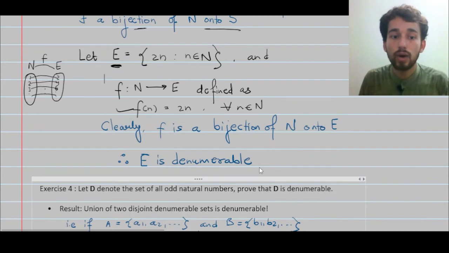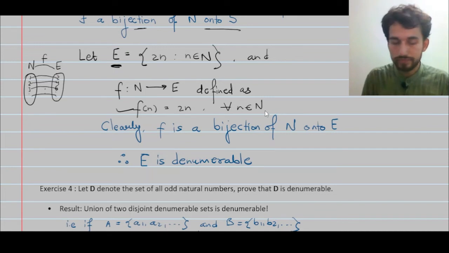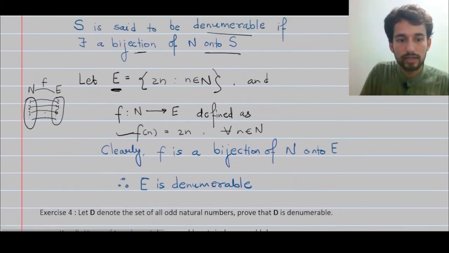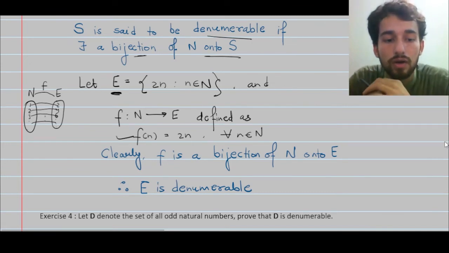Fine. Now I give you another exercise in this particular example: try to find a bijection the other way around, from E to N. Try to find it, and prove that it's again a bijection. So E is denumerable or countably infinite. Now this is a very important exercise, number 4 of the lecture.